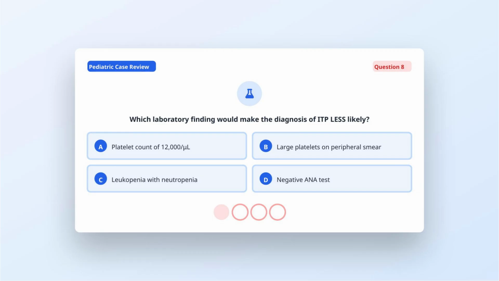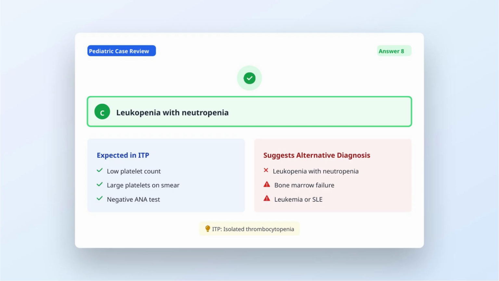Continuing with diagnostic investigations, which laboratory finding would make the diagnosis of idiopathic thrombocytopenic purpura less likely? A. Platelet count of 12,000 per microliter. B. Large platelets on peripheral smear. C. Leukopenia with neutropenia. D. Negative ANA test. The correct answer is C.